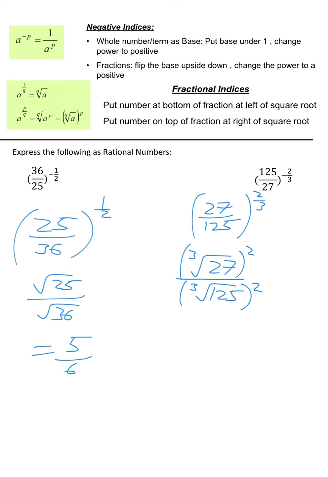So third root of 27. What multiplies by itself 3 times to get 27? That would be 3. Then third root of 125. We saw that in the previous example, so that is 5. Then square them. So 3 squared is 9. 5 squared then is 25.